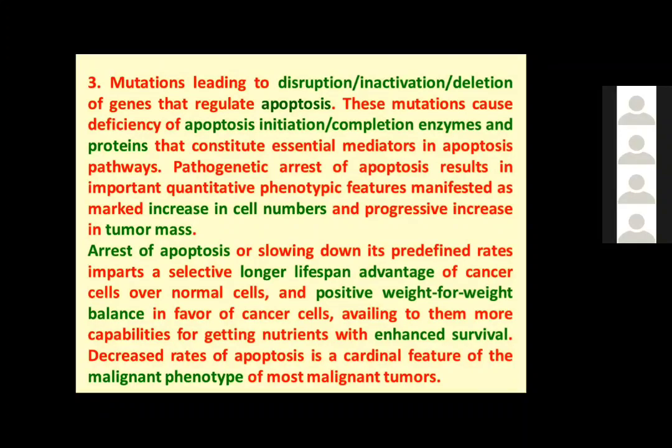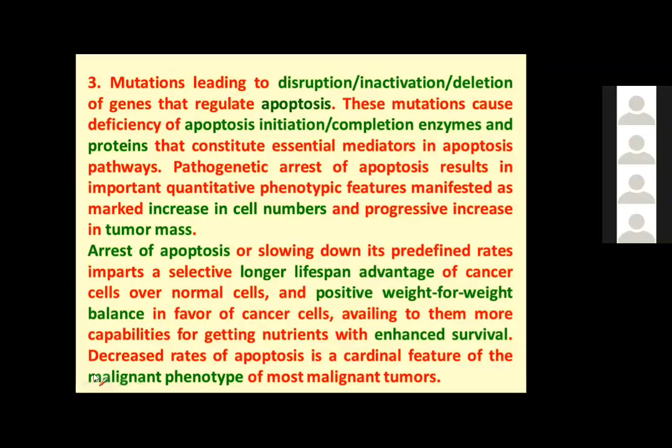has an important direct impact on enhanced survival of the tumor لأن tumor size لو افترضنا ان at a specific organ we have normal cells and neighboring tumor cells, tumor cells much larger as regards weight for weight, so they can get more food, more blood, more oxygen compared to the neighboring normal cells, مما يديهم selective advantage as regards survival and growth as well. وده is an important feature for tumor development with decreased rates of apoptosis, the cardinal feature of the malignant phenotype of most malignant tumors.